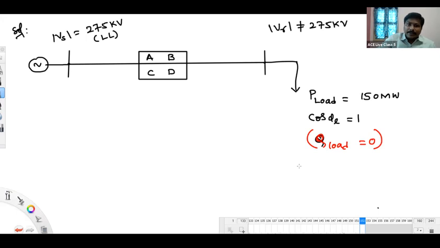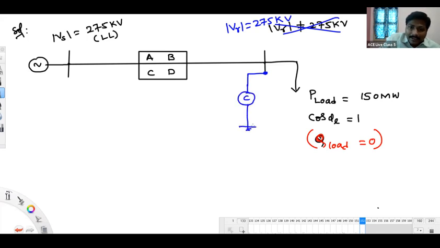See, sending end voltage is 275 kV. Receiving end voltage may not be equal to 275. In order to maintain this receiving end voltage also at 275, he was interested to keep one shunt compensator at this particular bus. After keeping this compensator, this voltage was forced to 275 kilovolts. It is becoming 275 kV. Okay, next.